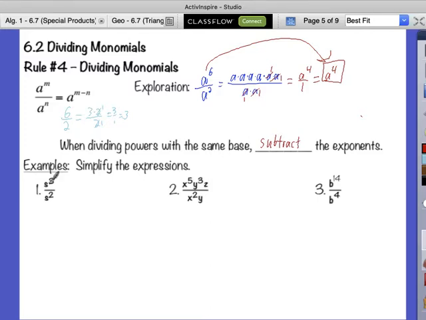So number 1, s to the 3rd over s to the 2nd. Same base, s and s. So we can say, okay, well, s to the 3 minus 2. What is 3 minus 2? It's just 1, so s to the 1st, okay?